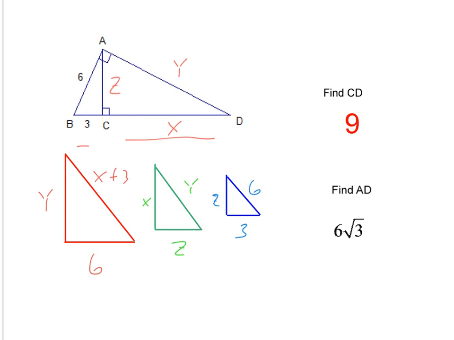I found x first by doing this right here. x plus 3 is to 6 as 6 is to 3. Once I did that, I found that x was 9. Then, once I knew that x was 9, to find y, I could do y is to 12 as 9 is to y. And then I could use that to solve for y.